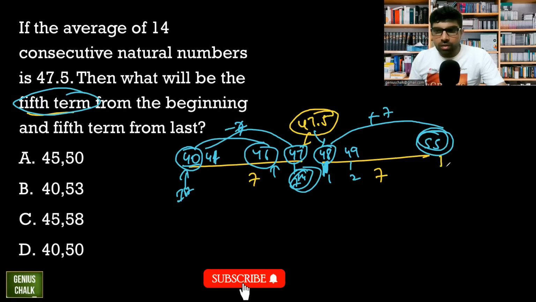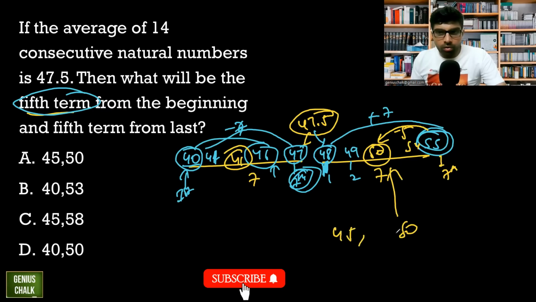55 is the 7th term. What is the number before 55? 54, or basically minus 5. So it must be 50. The 5th term from the end is 50. The 5th term from the beginning is 40 plus 5, 45. So 45 and 50. These are my 2 answers. Option A. Option A is my correct answer.